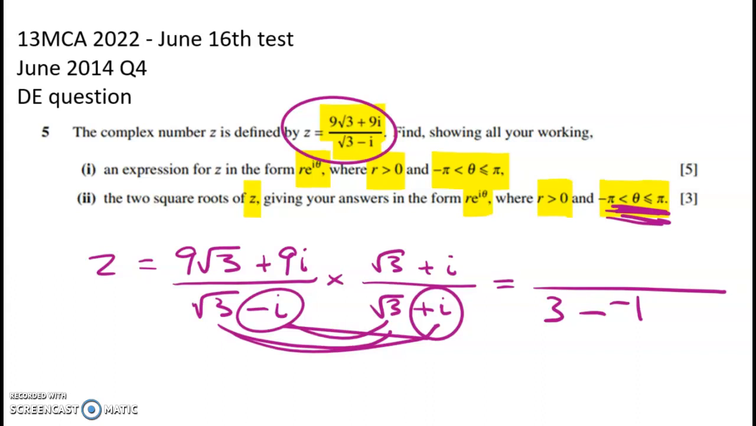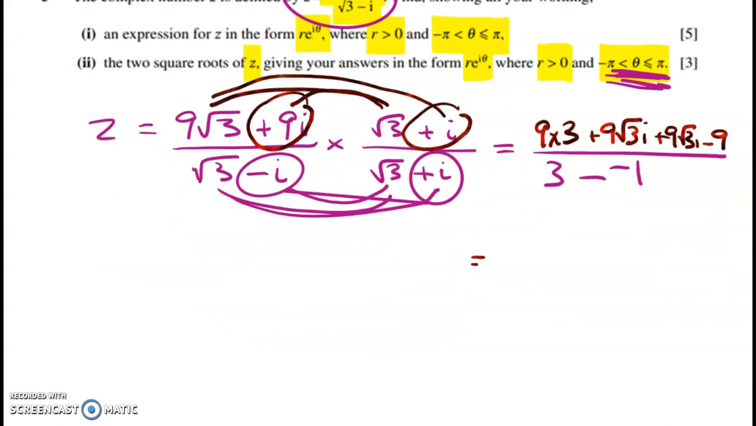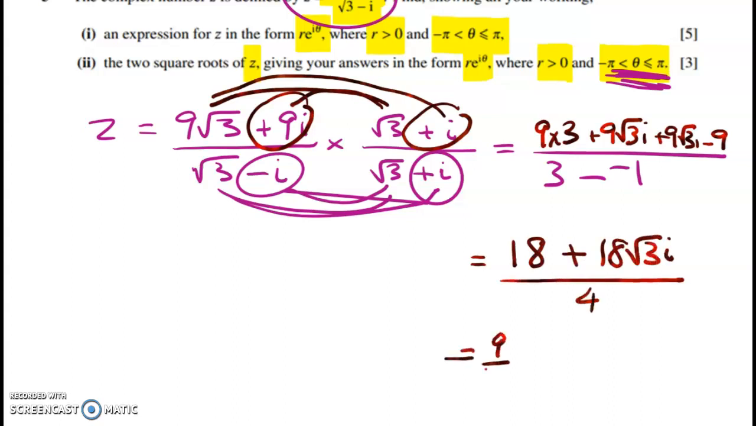Okay, in the top line, also called the numerator, right? This gives me 9 times 3. This gives me plus 9 root 3i. This gives me another plus 9 root 3i. And this gives me take away 9. Cleaning all of that up gives me 27 minus 9, which is 18, plus 18 root 3i over 4, which is 9 over 2 plus 9 over 2 root 3i.